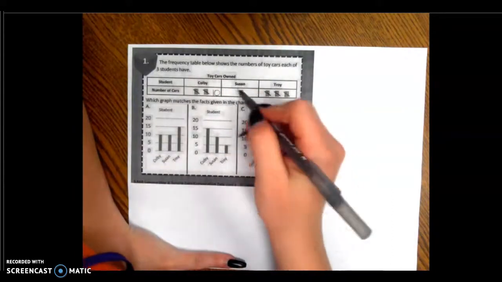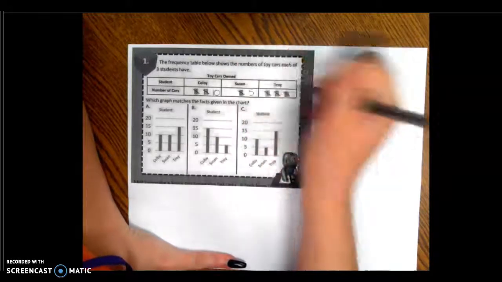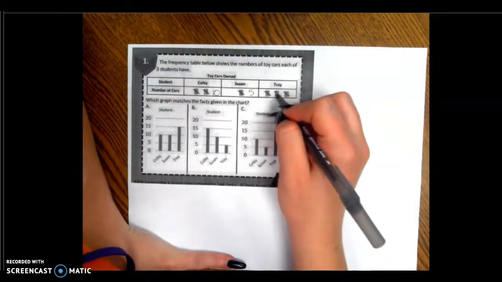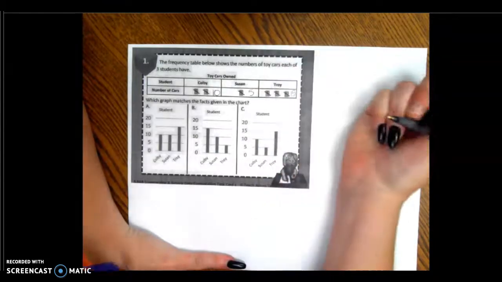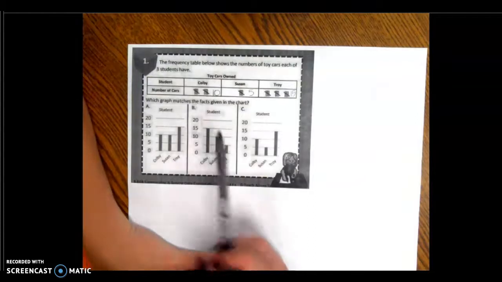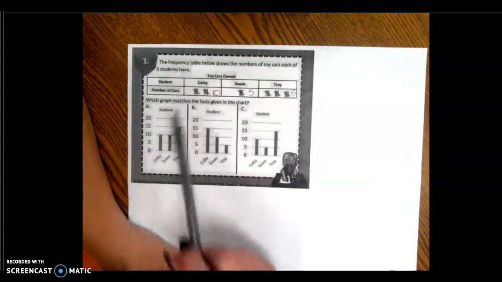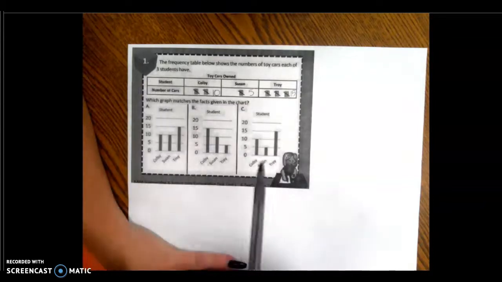Susan has 1, 2, 3, 4, 5. And Troy has 1, 2, 3, 4, 5, 6, 7, 8, 9, 10, 11, 12, 13, 14, 15. So we are going to see which one of these graphs matches what the frequency chart, or frequency table, says.